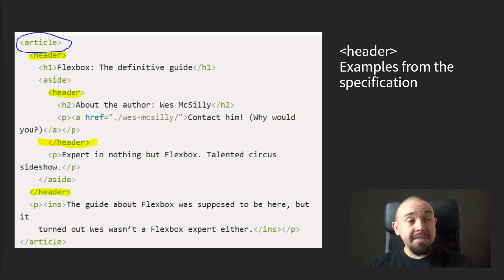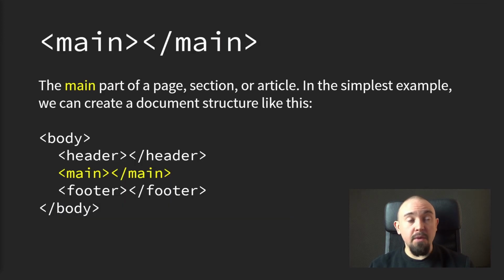Here we can see an example of using the header tag as an introduction to an article. In addition, we can observe the aside tag, which we will go to in a moment. It is mainly used to extract the additional content beyond the main content in the element. The main tag is the main part of a page, section, or an article. It can also be used as the main part of the website. You can see the example of using the main tag in the website structure on this slide.